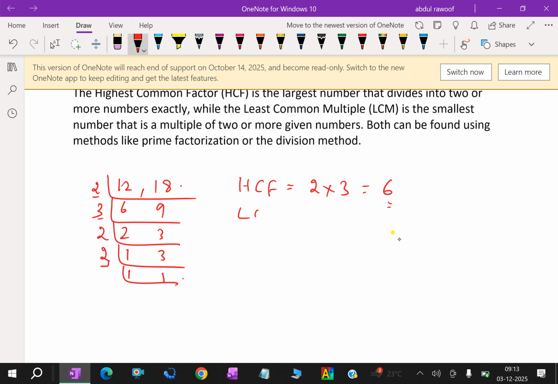For LCM, you have to continue the complete multiplication, that is 2 into 3 into 2 into 3. That means all factors, which is equal to 3 sixes are 18... 6, 6, 12 and 36. This 36 is the least common multiple of both 12 and 18. That means 36 divided by 12 is 3, and 36 divided by 18 is 2. That means it is divisible. So this is the LCM and HCF of the two numbers, or more than two numbers also you can find by this method. It's a shortcut method.